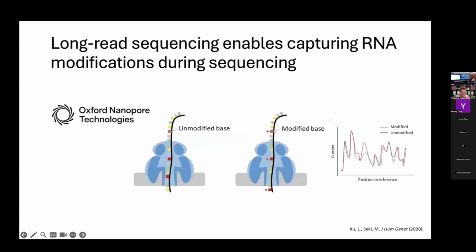We're also by now very familiar with the tech being developed by Oxford Nanopore Technologies, but just as a refresher, a huge advantage of the pore-based sequencing is that as the DNA or the RNA molecule moves through the pore, you can detect not only the base, but if there are any modifications as well, because it alters the electrical signal.